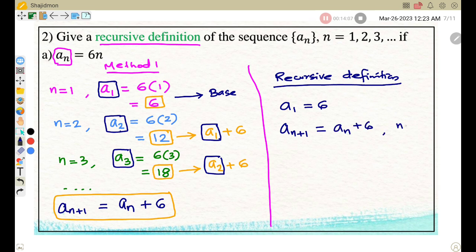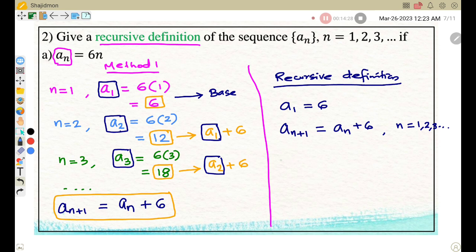For n equal to what? n equal to 1, 2, 3, like that it is going, correct? n equal to 1, 2, 3, like this it is continuing. This is the recursive definition of our question. Okay, hope you understood that one. Recursive definition related to our question. That means what is the base case and what is the recursive step.